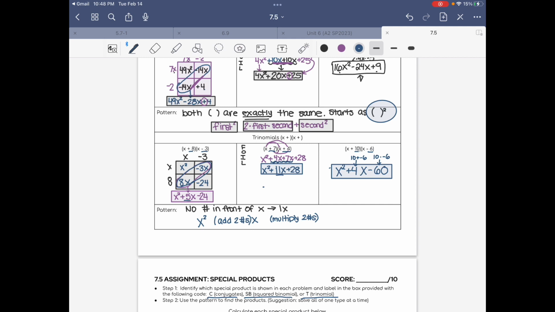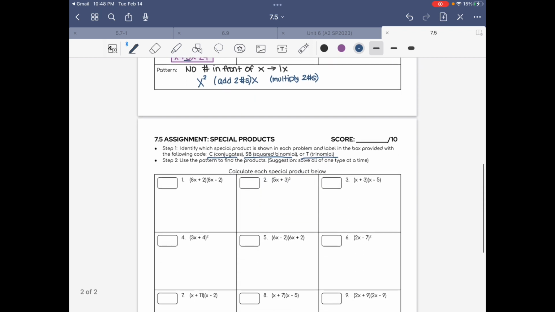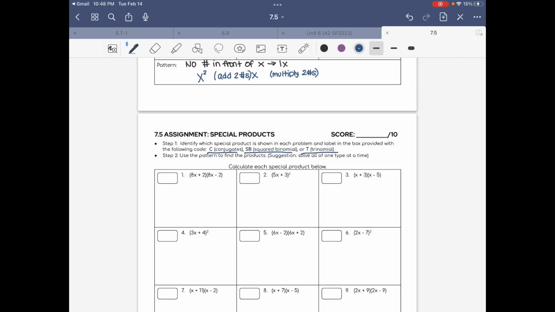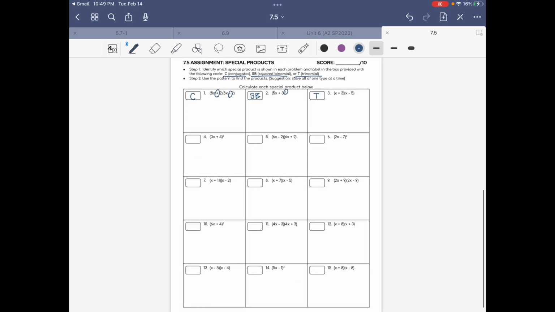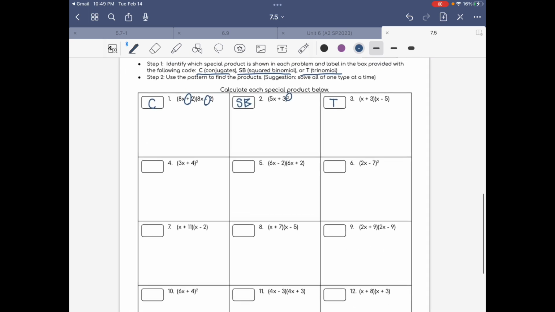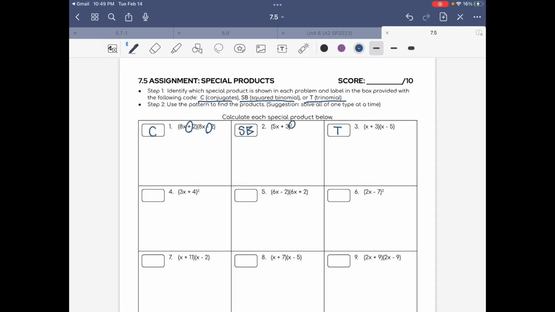So this one, nothing's the same about the two parentheses. You just have no number in front of x. So for example, number 1, I noticed that they look the same except the sign in the middle is different. So that would be conjugate. The second one has the little power of 2. So that would be squared binomial. And then number 3, there's nothing really the same about it. So it would be a trinomial. And I'm going to go ahead and solve these first 3 on the assignment with you, and then let you guys try the other 12 on your own.